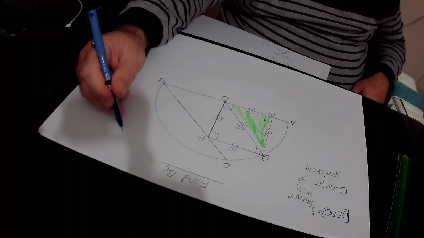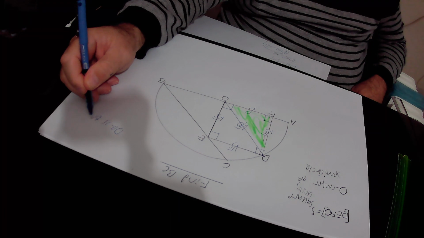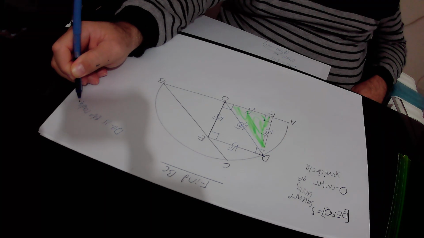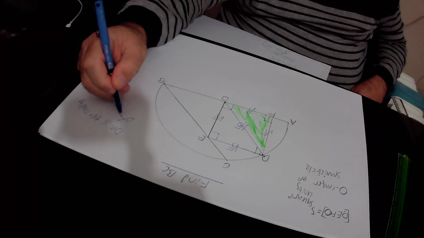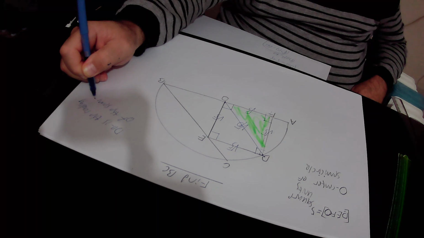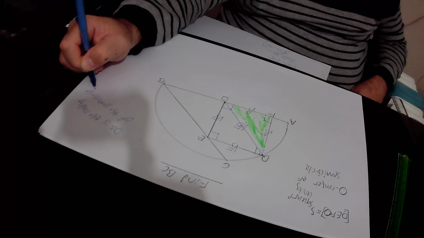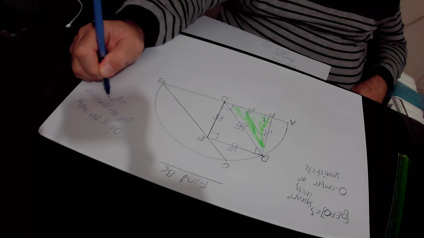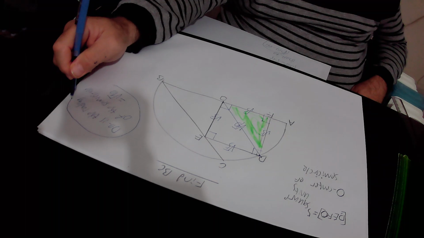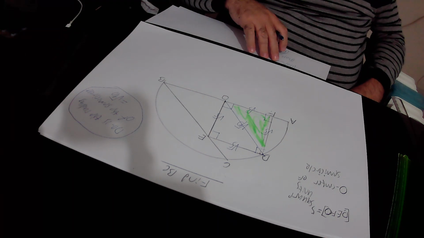Therefore, DO is the radius of the semicircle, and we found out that DO equals the square root of 10 units. That is to say, the radius of the semicircle equals the square root of 10 units.